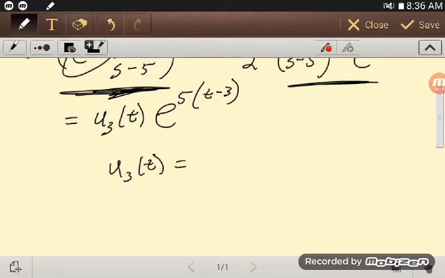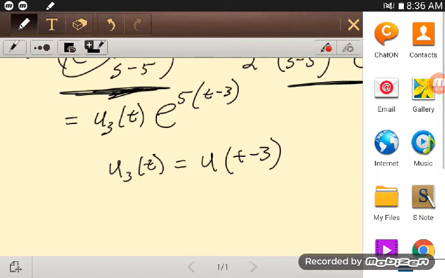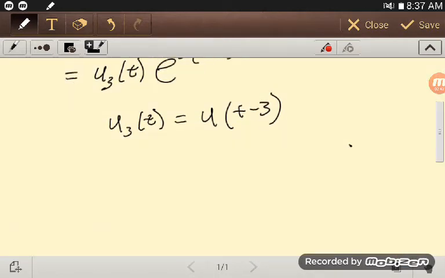Now actually this is very consistent, because what is u3 of t? Another way to write it is the unit step function of t minus 3. So what this means is everything's been shifted to the right by 3. If we think of e to the 5t, let me go down a little bit more. Okay, so here's our graph of e to the 5t.